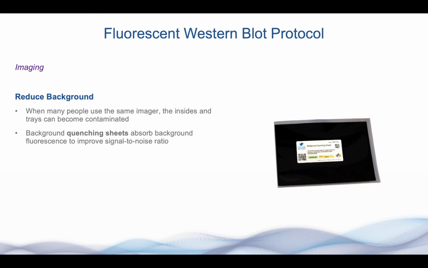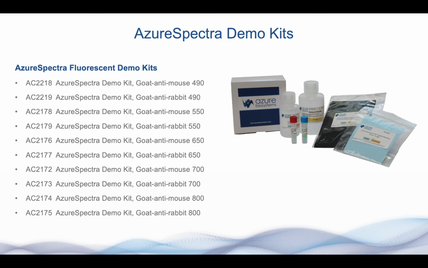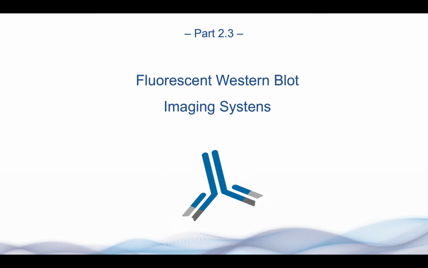And if needed, you can use something like a quenching sheet that we provide to reduce the fluorescent background. There are a lot of kits available from Azure Biosystems with blue, green, red colors on 700, 800, mostly for anti-mouse and anti-rabbit. Feel free to get in touch with us if you want to try.